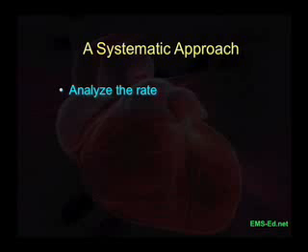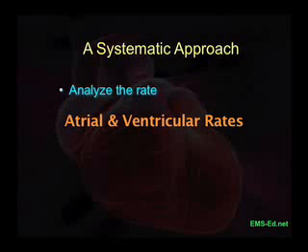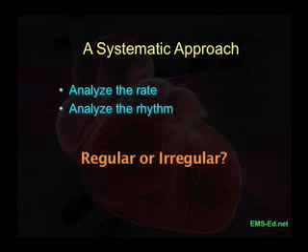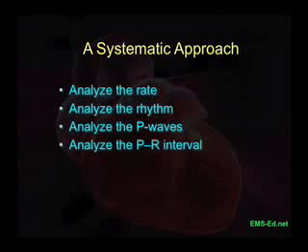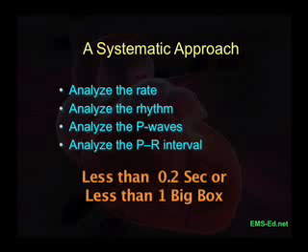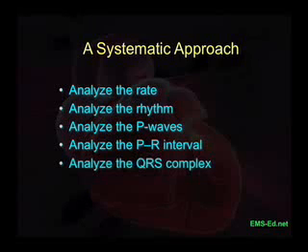We should consider and analyze the rate of the atria, the rate of the ventricles. Analyze the rhythm. Is it regular, regularly irregular, or irregularly irregular? Analyze the P waves. Are there P waves? Do we have a P wave for every QRS complex? Do we have a QRS for every P wave? Analyze the PR interval. Is the interval within normal parameters in length? Is the length constant? Analyze the QRS complex.